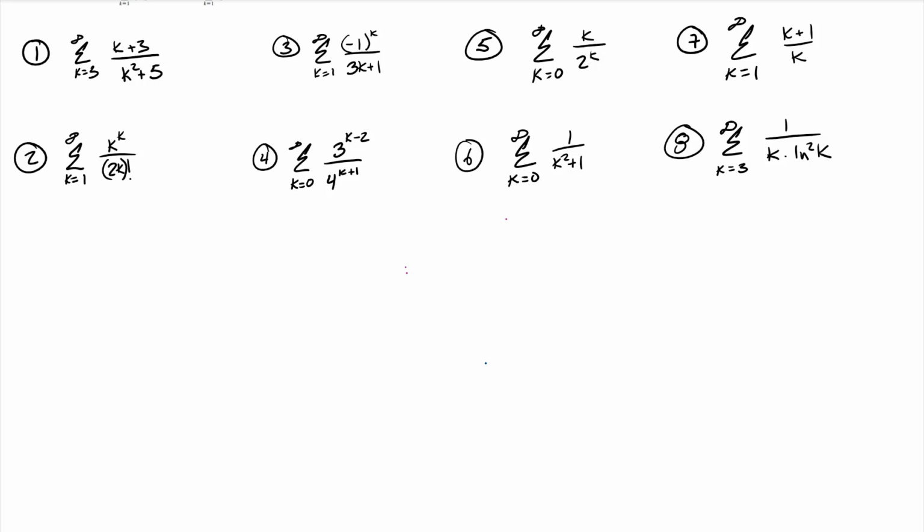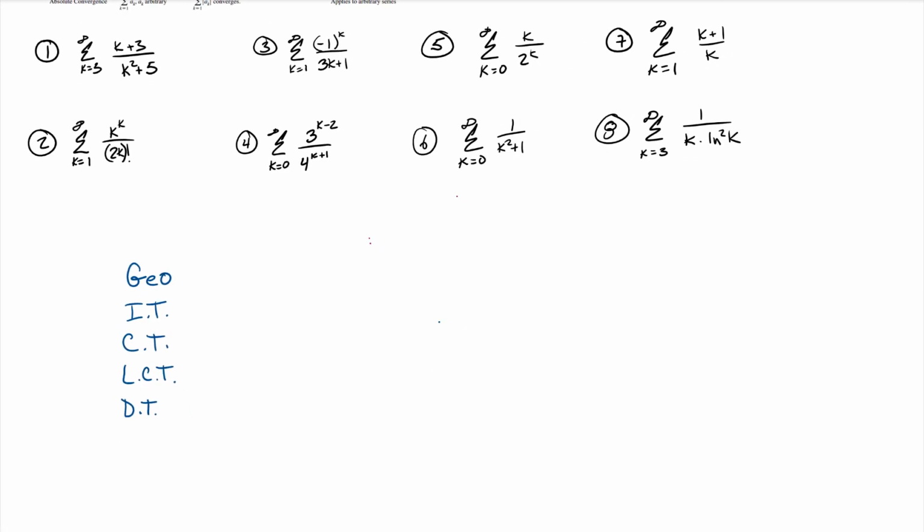I don't want to go through and do each one of them, but we have our geometric. We have an integral test. We have a comparison test. We have a limit comparison test. Oh, we have our divergence test. That's the one you always want to leave to last, because that's the simplest one to use. We have ratio. We have root. And then we have the alternating series test.